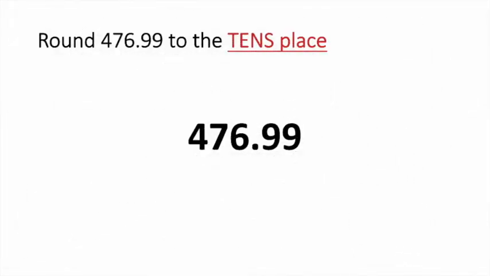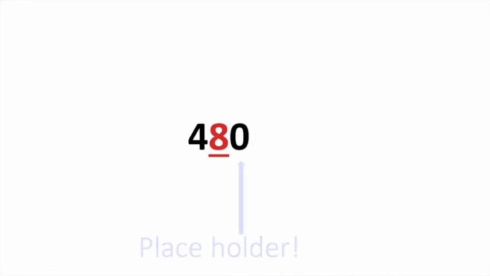How about another one? Round 476.99 to the tens place. Well, the first thing we have to do is identify which place is the tens place, and that is the 7 right here. Let's look on the right-hand side of that number, and we see we have a 6. Now, 6 is greater than 5, so we're going to round up, and that 7 is going to turn into an 8, and our final number is 480. Remember that last 0 is a placeholder, so we have to leave the 0 there.